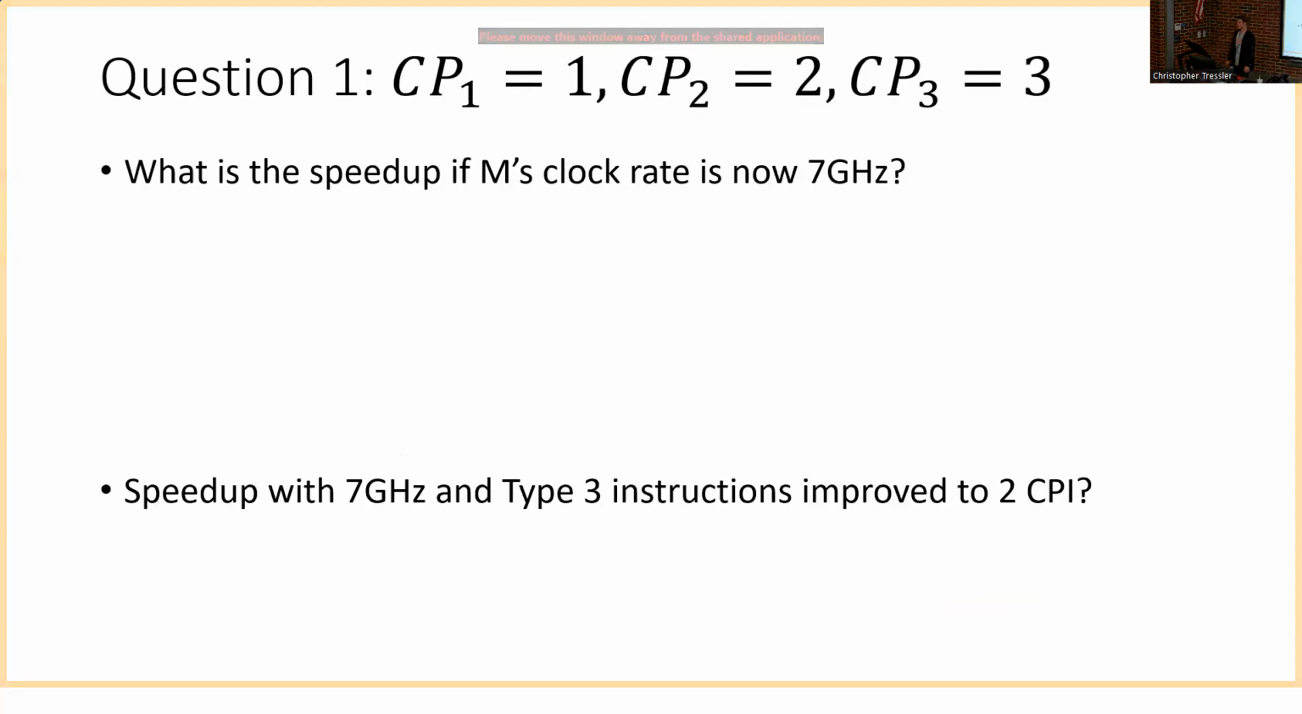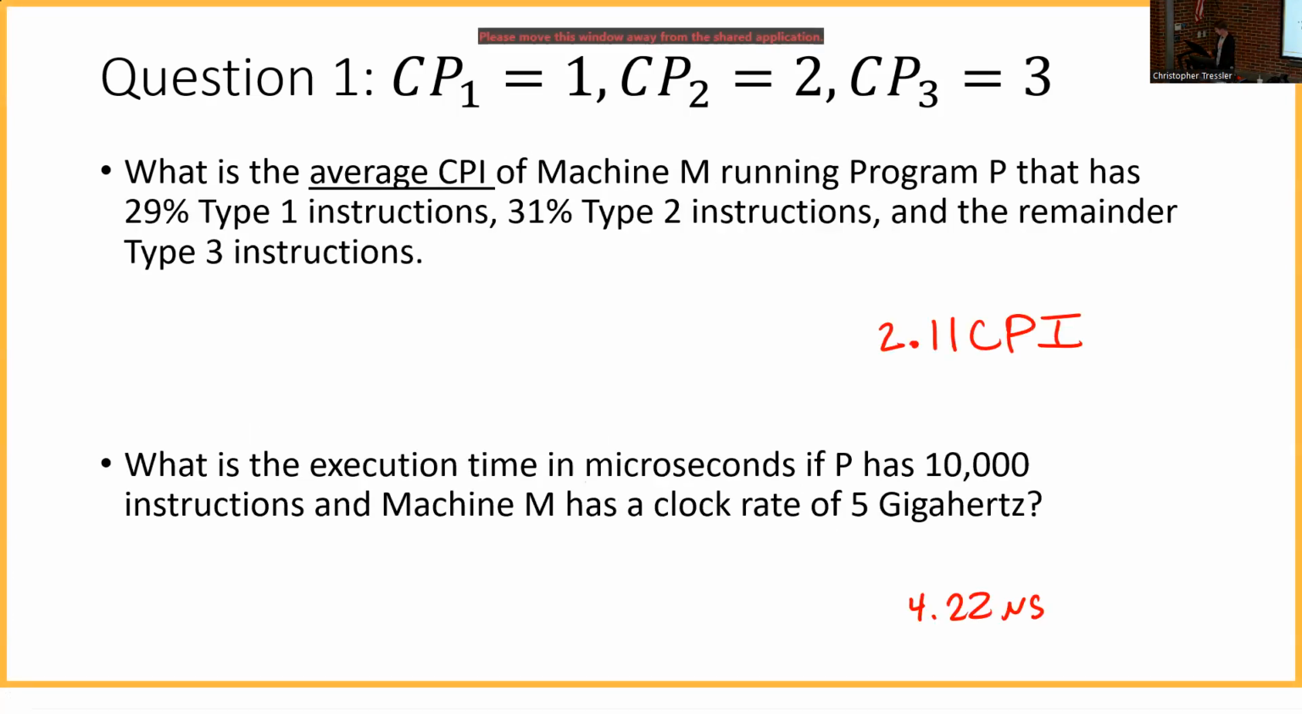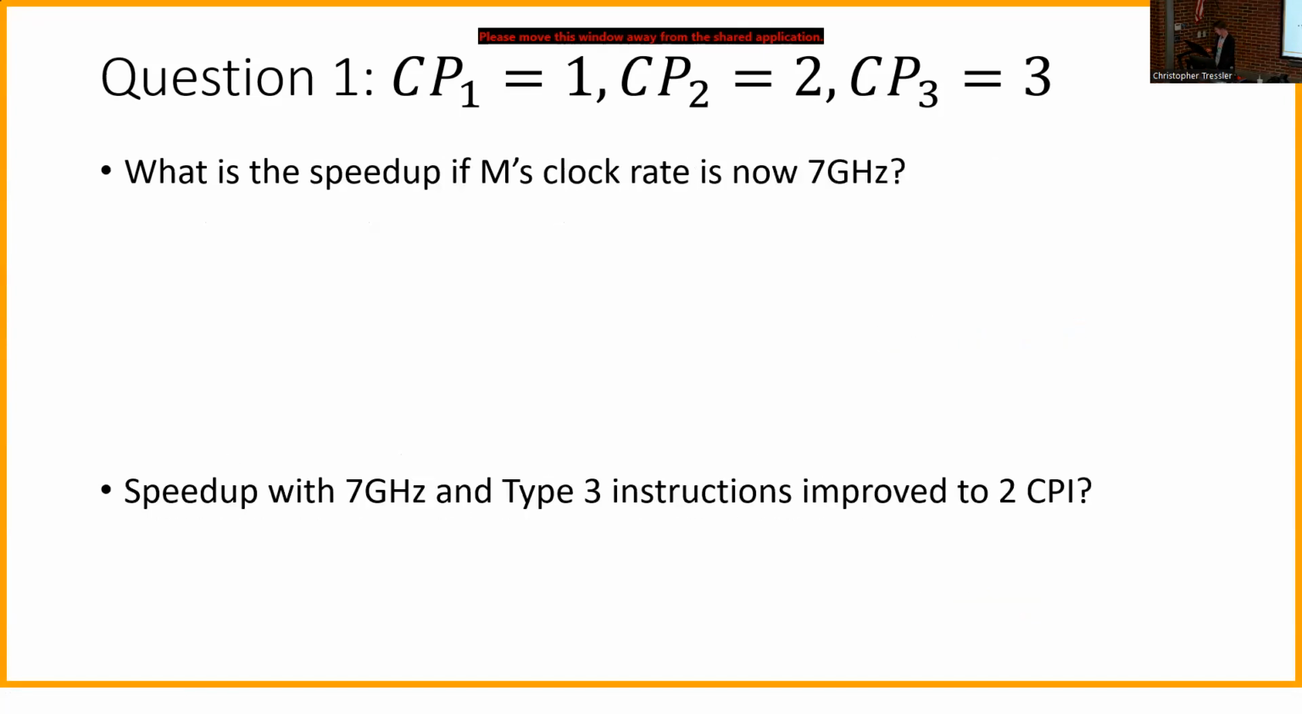So now, we're going to recalculate this stuff, but we're going to see what happens if we put it at 7 gigahertz instead of the original. So instead of 5, we'll now be at 7. So now essentially what we're going to do, right? We still have this 2.11 CPI, right?